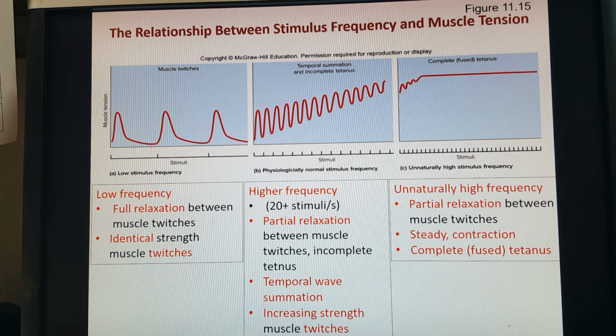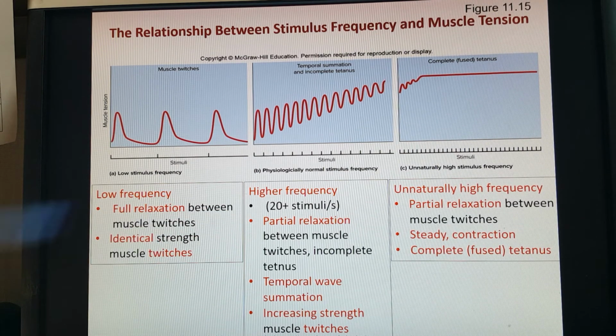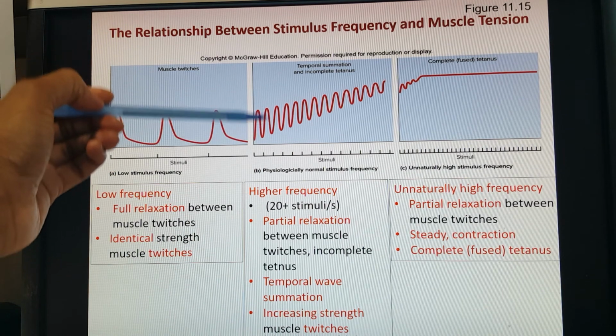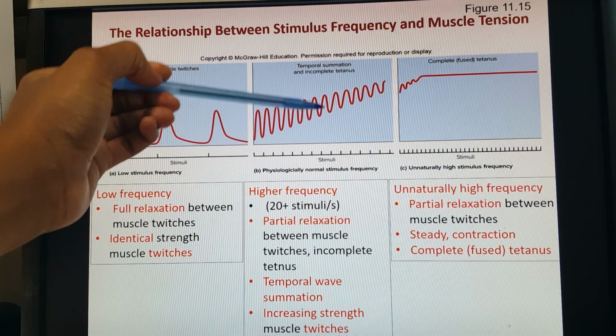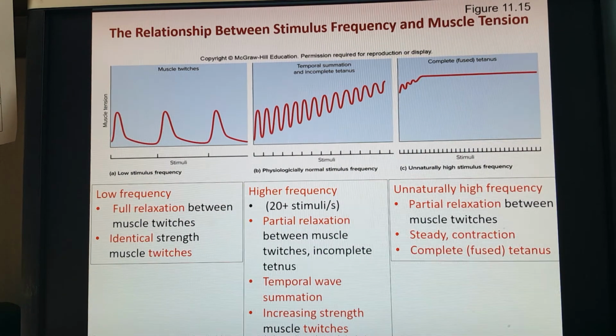The next one is a higher frequency timing of our stimulation. So in this case, you only have partial relaxation between muscle twitches. So you're not having to start all the way down from baseline. So you're building in strength on your contractions. So this is called temporal wave summation. So temporal relating to time.